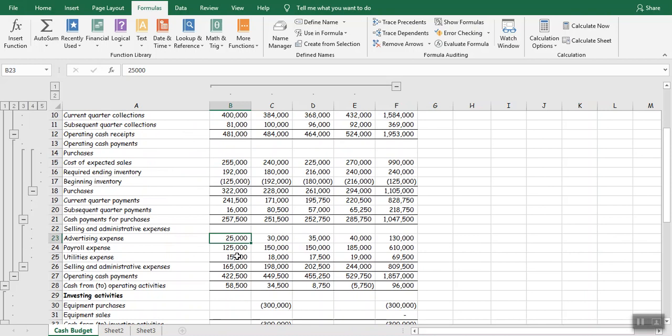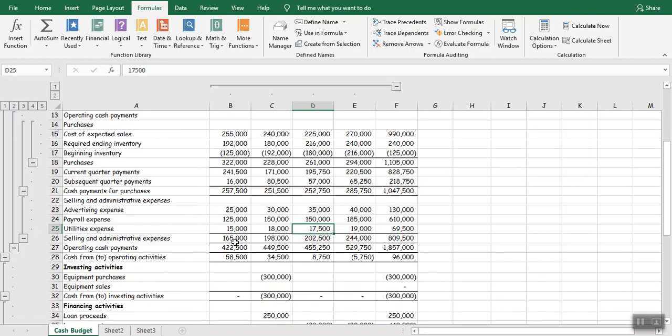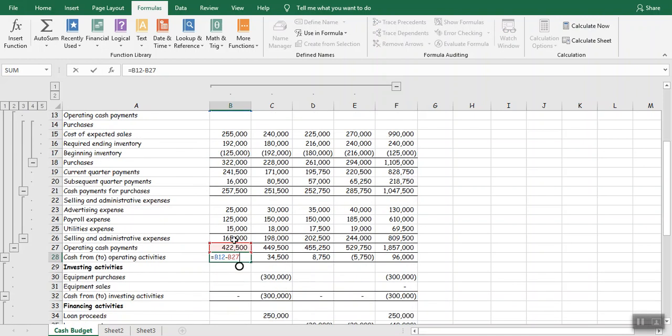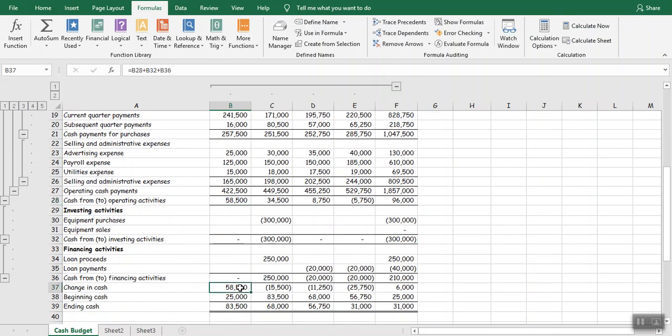So now we've got a good idea of the cash payments for the purchases. Now we have the advertising expenses. All of these expenses are straightforward. They provide them to you. You drop them in. So now you figure out, well, here's all my operating cash payments, cash for purchases, cash for selling and admin, cash from operating activities, right? So you just take what we're going to bring in minus what we're going to use. That's what's left over. So we have 58,000 left over.